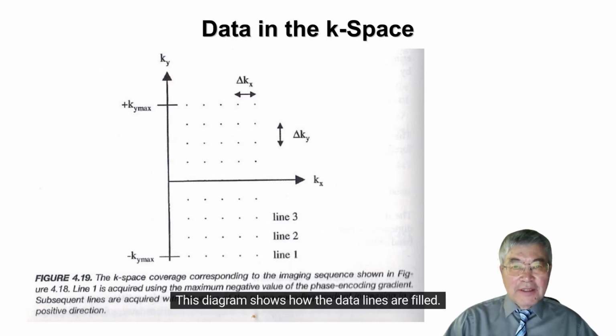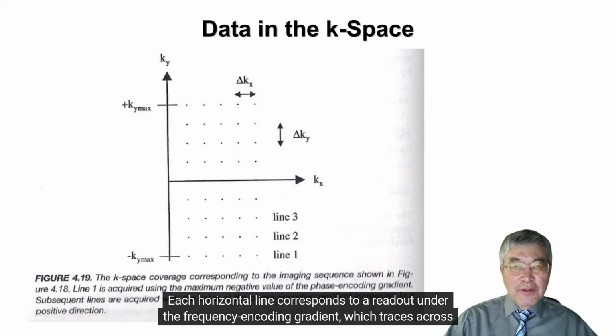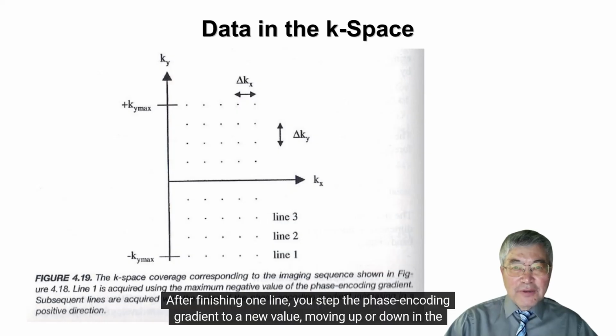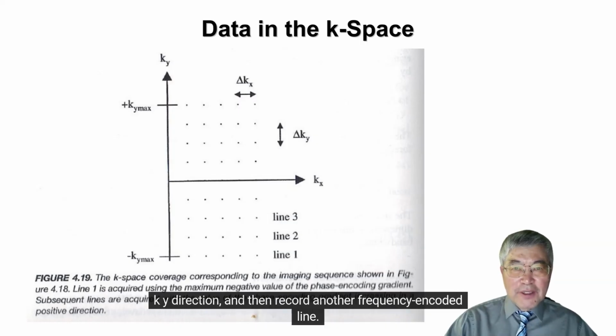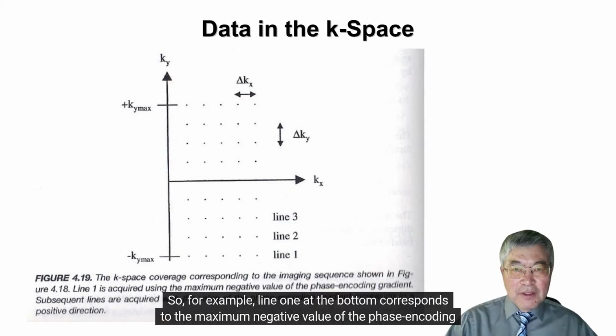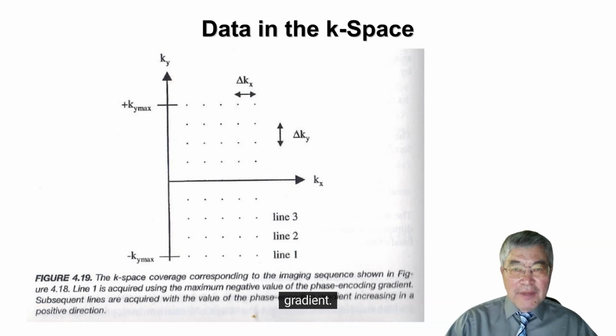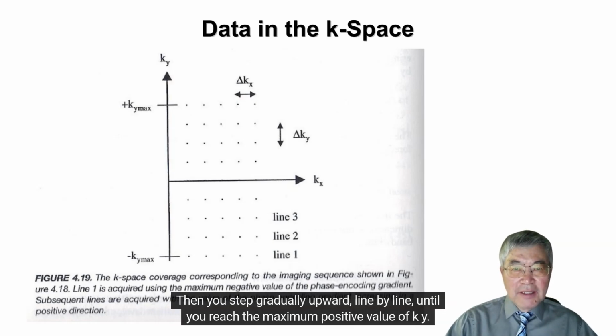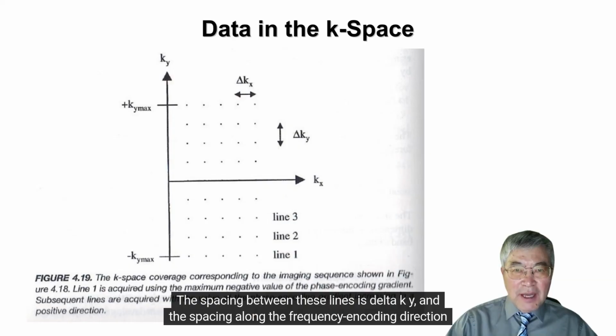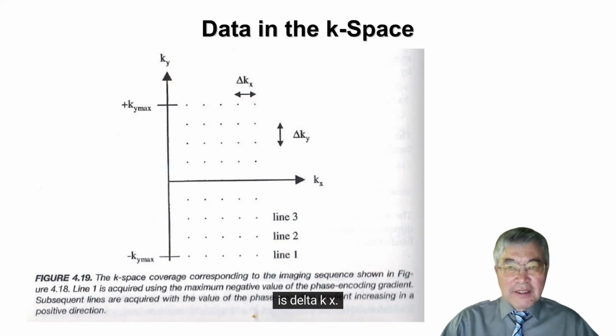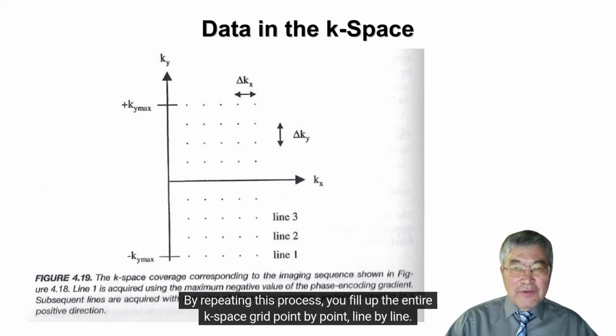This diagram shows how the data lines are filled. Each horizontal line corresponds to a readout under the frequency encoding gradient, which traces across Kx. After finishing one line, you step the phase encoding gradient to a new value, moving up or down in the Ky direction, and then record another frequency encoded line. So, for example, line 1 at the bottom corresponds to the maximum negative value of the phase encoding gradient. Then you step gradually upward, line by line, until you reach the maximum positive value of Ky. The spacing between these lines is delta Ky, and the spacing along the frequency encoding direction is delta Kx. By repeating this process, you fill up the entire K-space grid point by point, line by line.